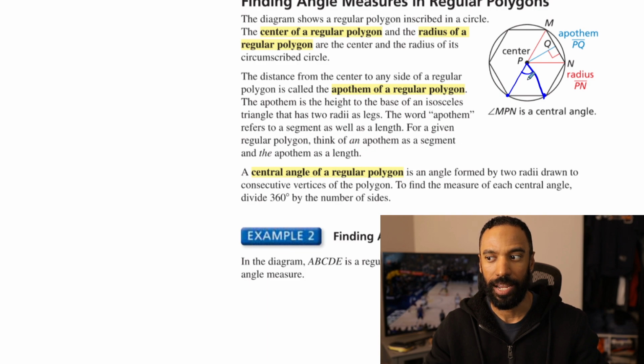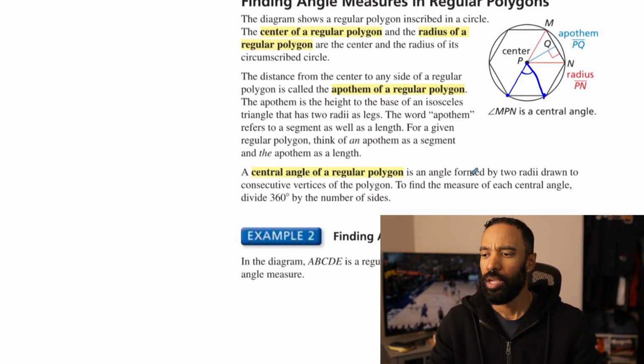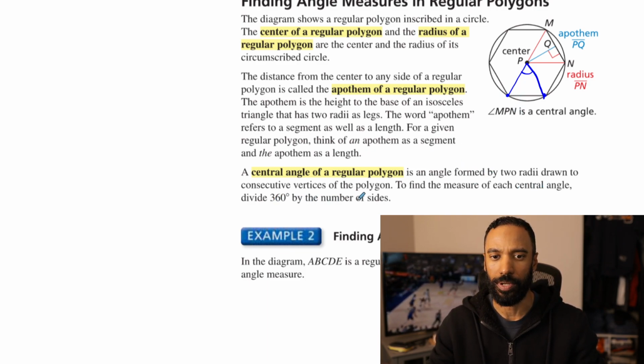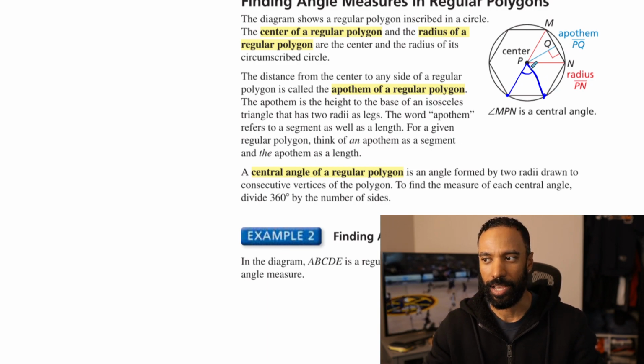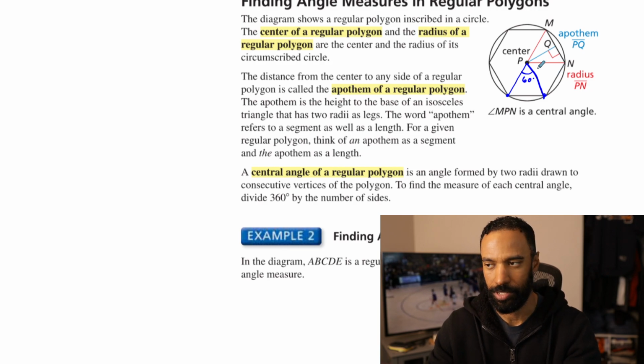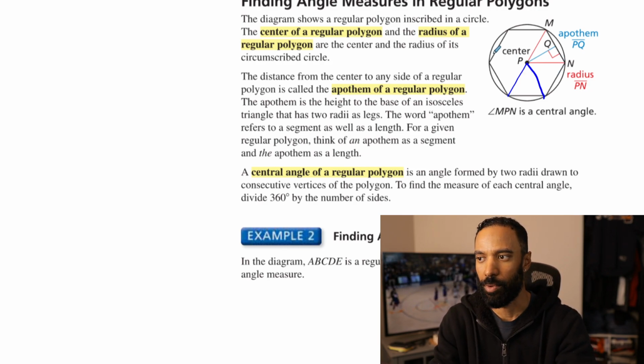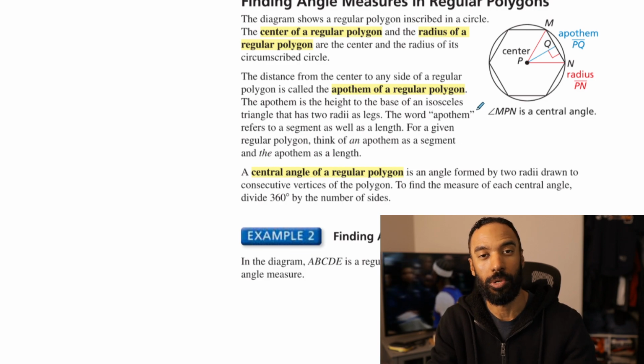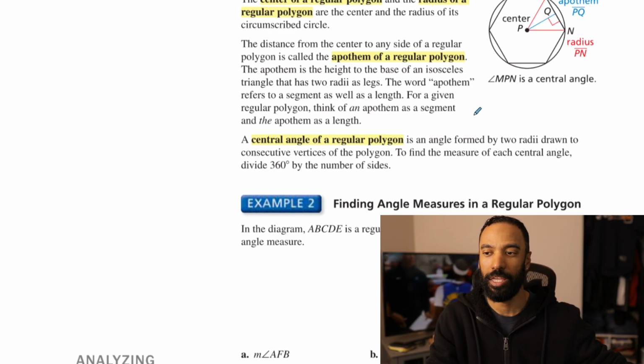A regular hexagon has a specific central angle measure. To find the measure of each central angle, divide 360 by the number of sides. So a regular hexagon would have a 60-degree central angle because that's 360 divided by 6. A lot of what we're going to do there. And that apothem will also bisect the central angle. A lot of big things you're going to be seeing from that.